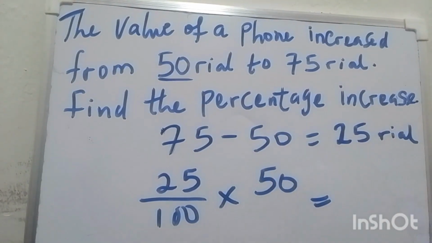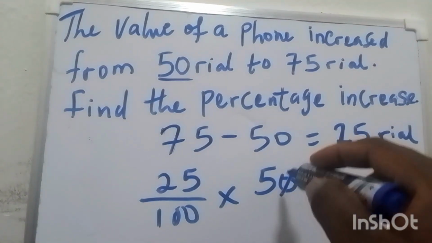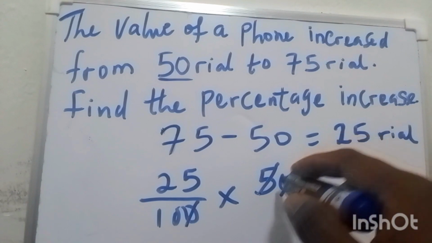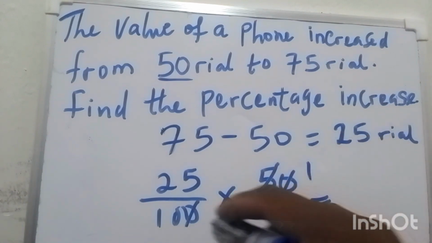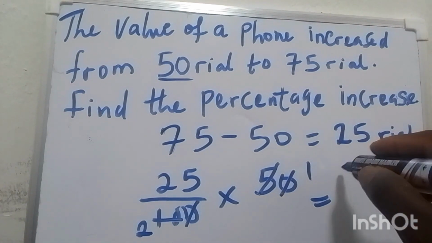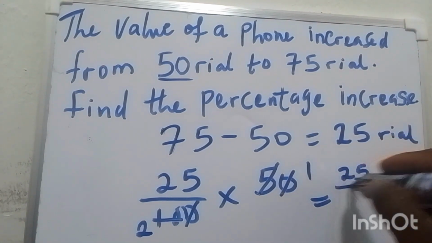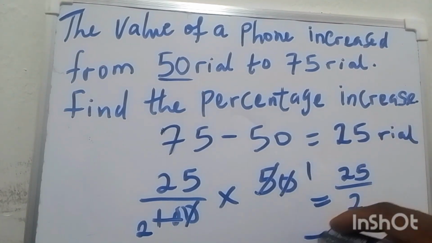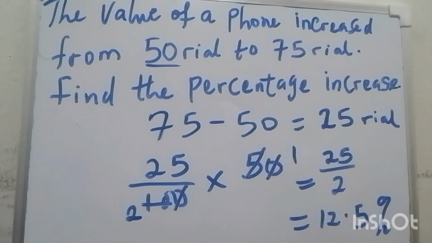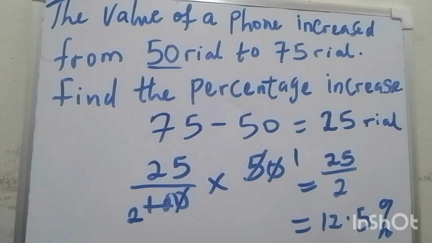If you want to solve this, you can cancel 0 with 0, and 5 divided by 5 is 1, 5 divided into 10 is 2. Therefore we have 25 divided by 2, which will give us 12.5 percent. So we have a 12.5% increase from 50 to 75.